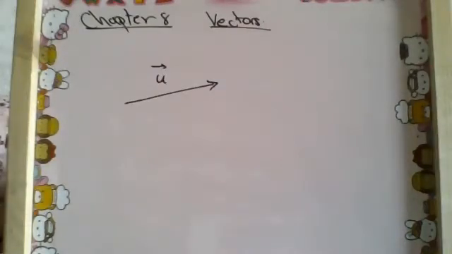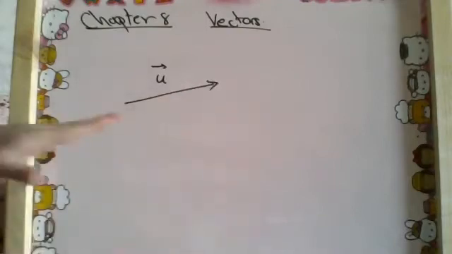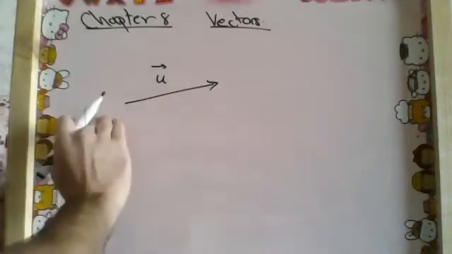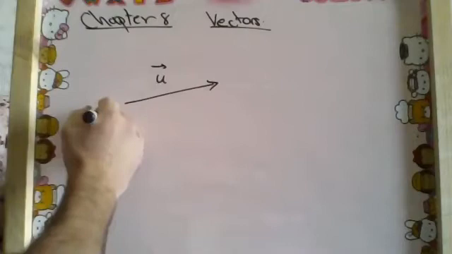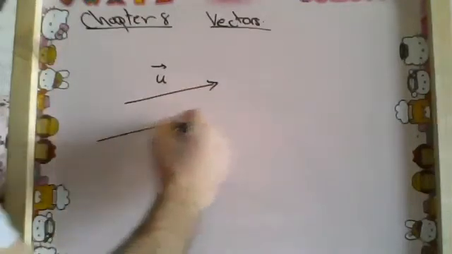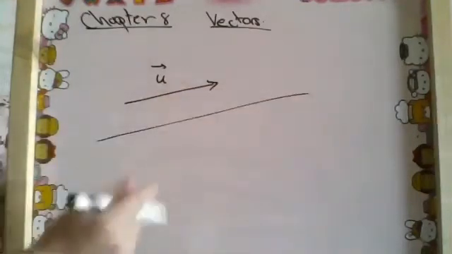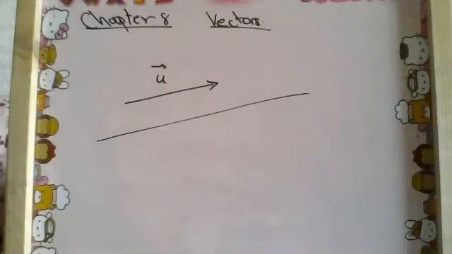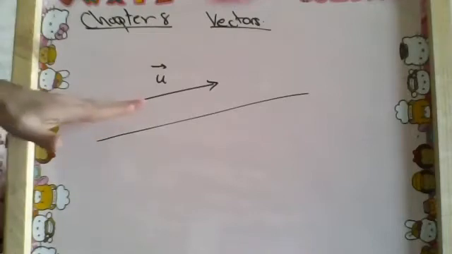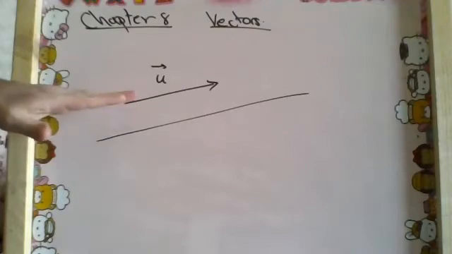Direction means the line of action or any line parallel to it. The line holding this vector, or any line parallel to it. This is the direction, not like what you study in physics. It is the line of action or any line parallel to the line of action.